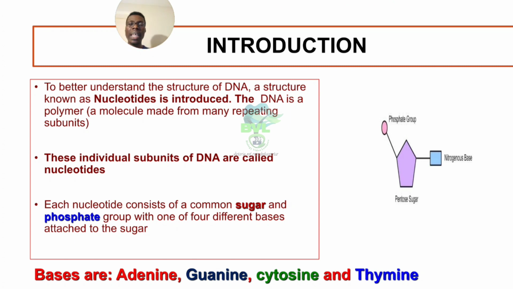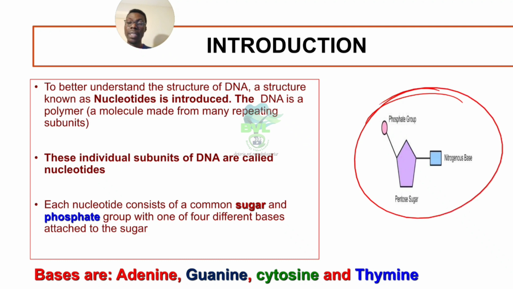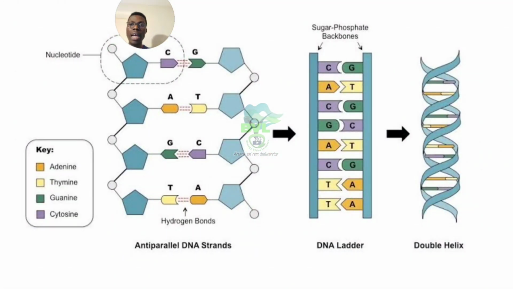But most importantly, a DNA is made up of loads of nucleotides. And what's a nucleotide made up of? 3 things: the phosphate, sugar, and nitrogenous base. This is very, very important. Now, breaking this more into perspective, this is what we're saying. So you can see this is a nucleotide.